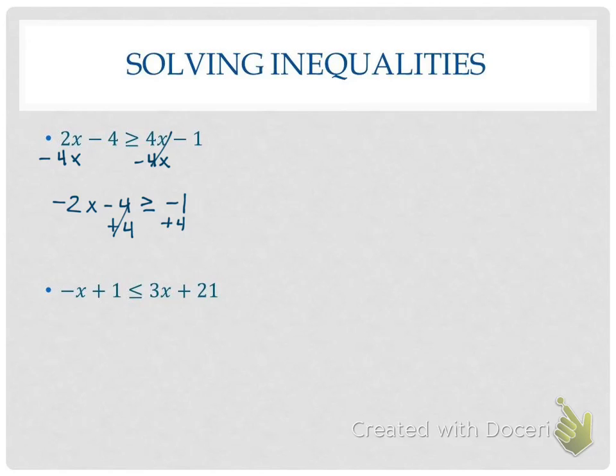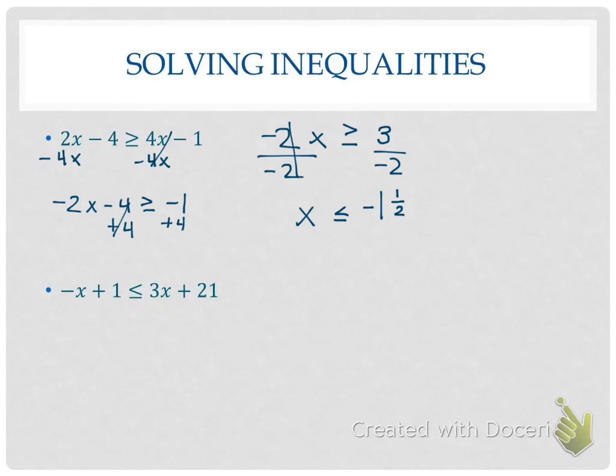Now I have negative 2x is greater than or equal to 3. Now what am I going to do? Divide by negative 2. Ding, ding, ding, ding. What do we need to do? Switch the sign. So now it's x is less than or equal to. What is 3 over negative 2? Negative 3 over 2 or negative 1 1/2.